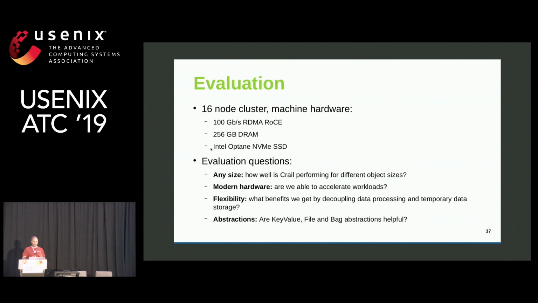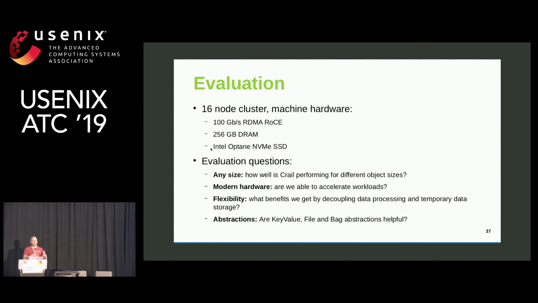This is an evaluation on 16 nodes on a 100 gig network. The nodes have 256 gigabytes of DRAM, and some Intel Optane SSDs. The main question we try to answer is, first, is Crail really giving you good performance for the full spectrum? We said we need the system to perform well for small and large values. Is it allowing you to accelerate workloads by using modern hardware effectively?